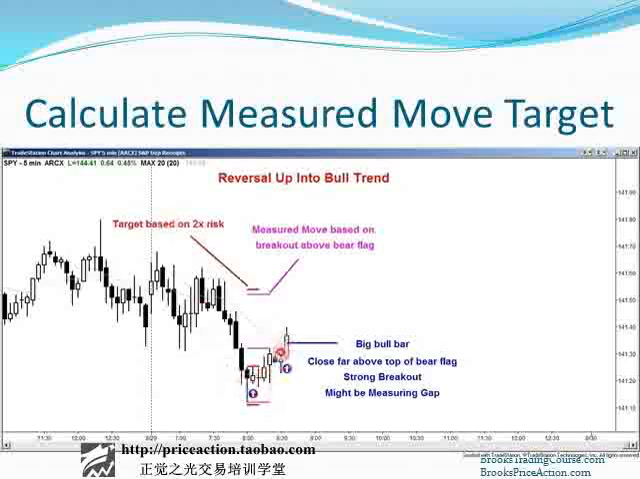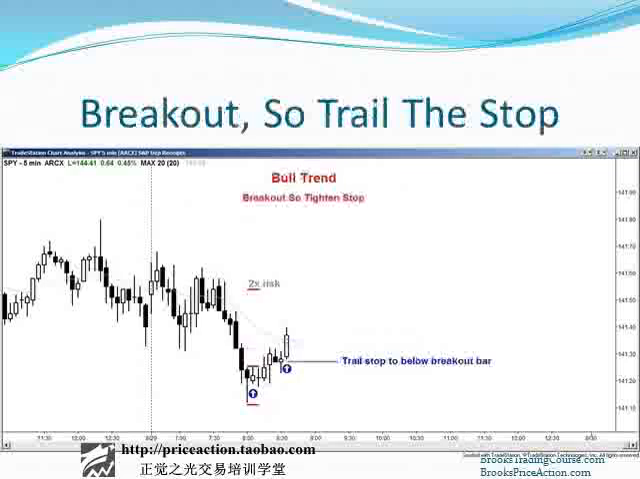So if you did buy above the high of this bar, or if you bought that close, your stop is below its low, and you're looking for a measured move up, which is probably more than twice your risk. After every strong bull bar, you trail your stop to below its low. So if you bought above this bar, or at this close, or down here, at this point your stop would be below that bull bar.